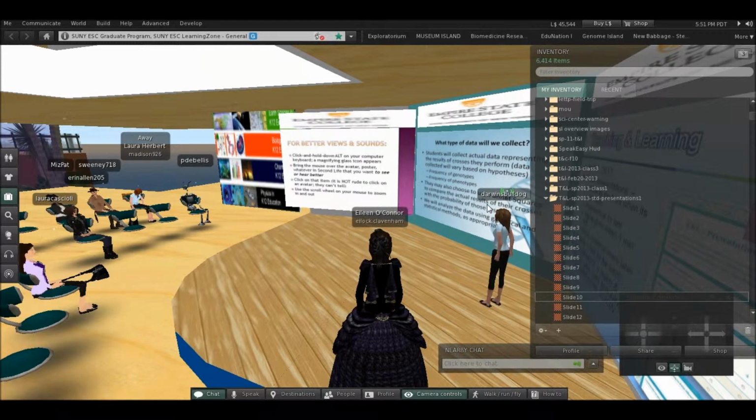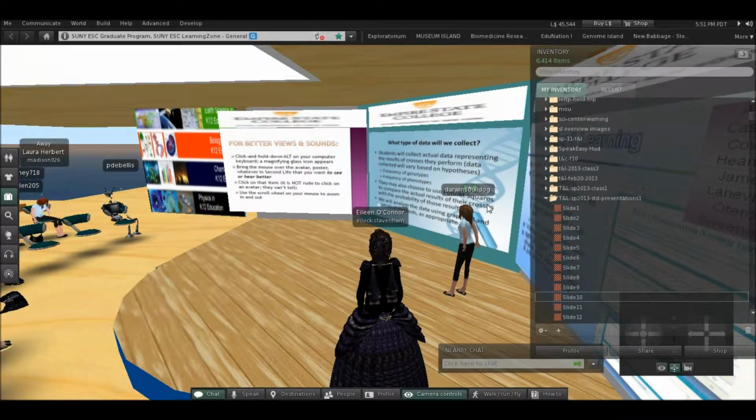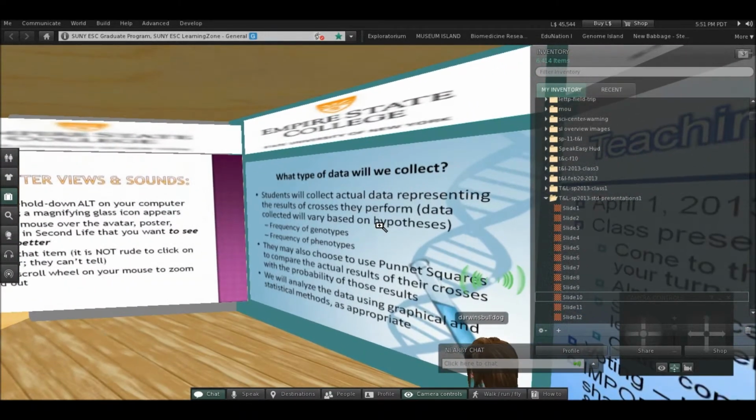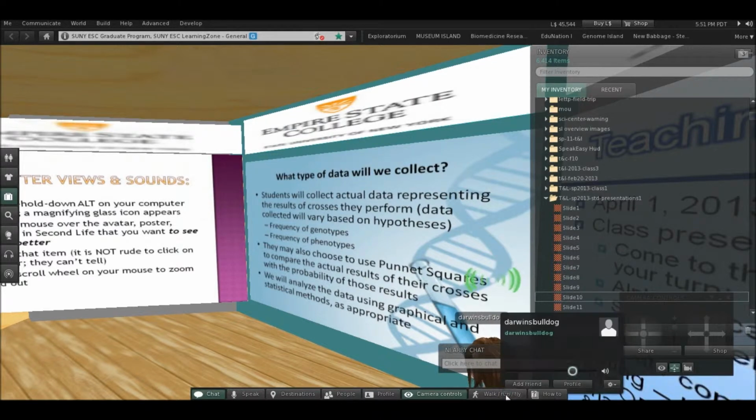And the data that they're going to collect will be their own data. So they will generate that through their crosses. They will actually model what happens in meiosis with their chromosomes, and then they will count out the genotypes and phenotypes that result from the crosses. They will use Punnett squares to compare the actual results of their crosses with the probability that those results would happen, and we'll analyze them using either graphs or statistics, depending on what's more appropriate.